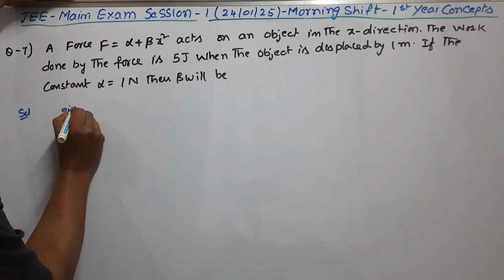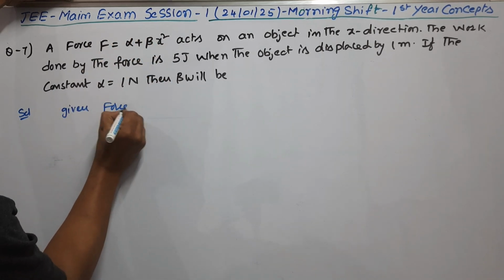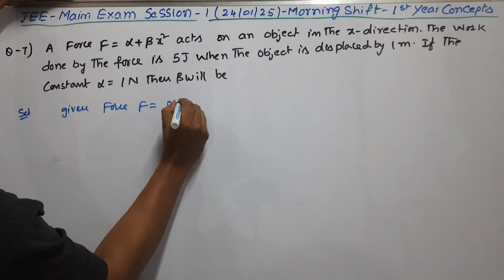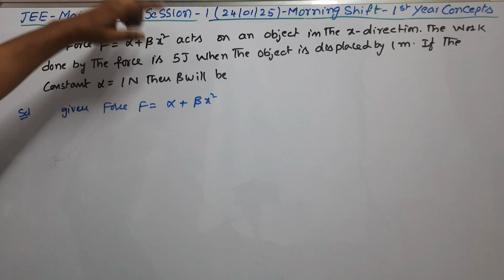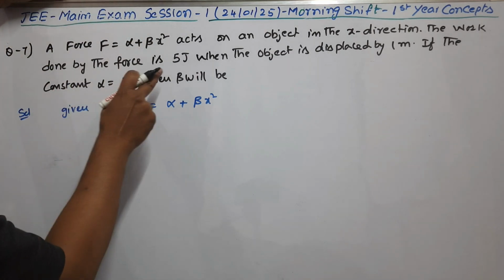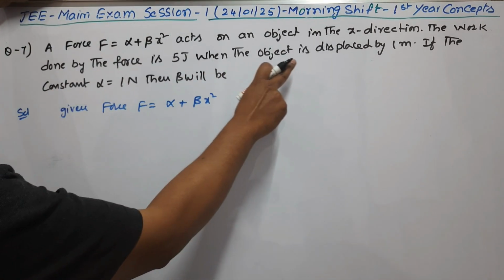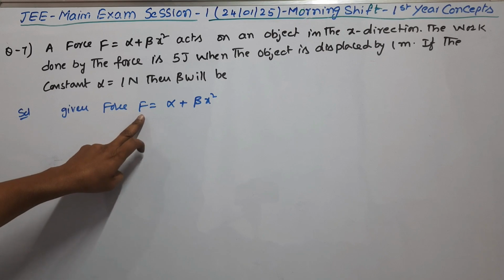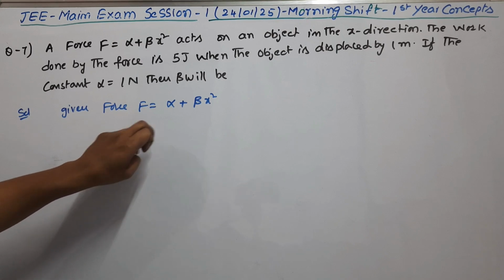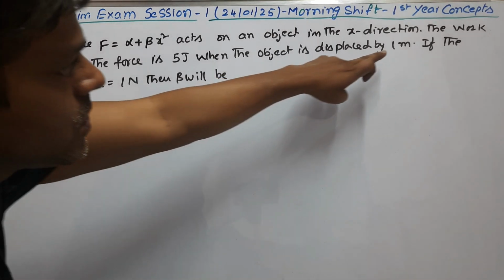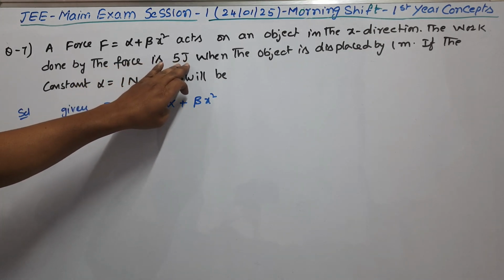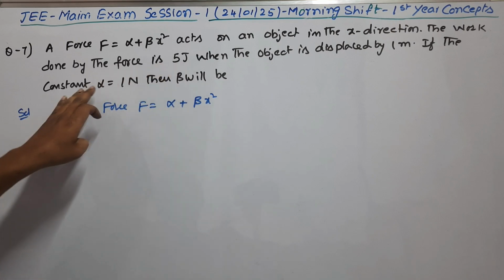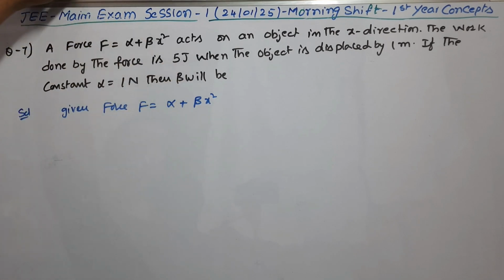So, given: force F is equal to alpha plus beta into x square. The work done is 5 joule when the object is displaced by 1 meter. 5 joules of work is required. If the constant alpha is equal to 1 Newton, then beta is equal to what?